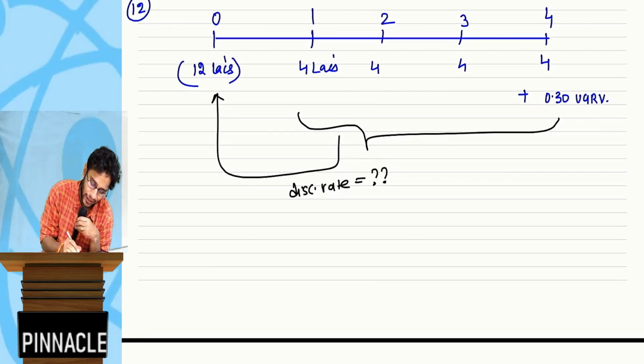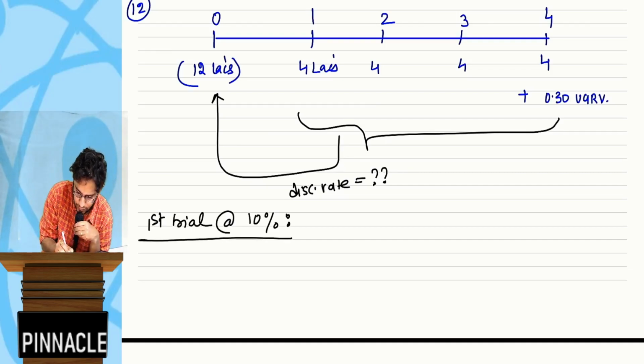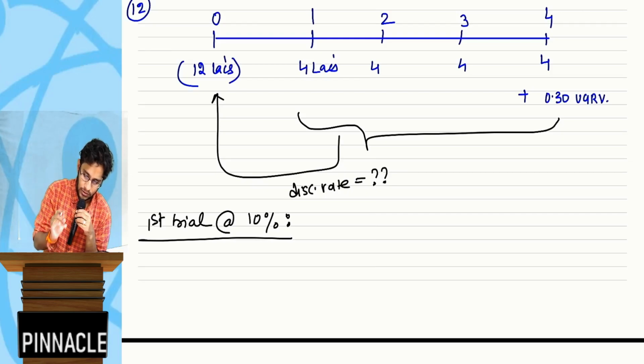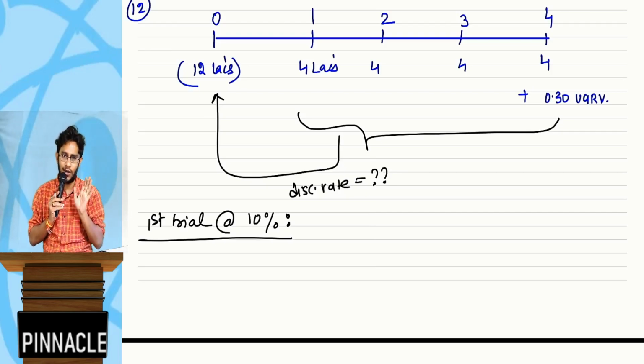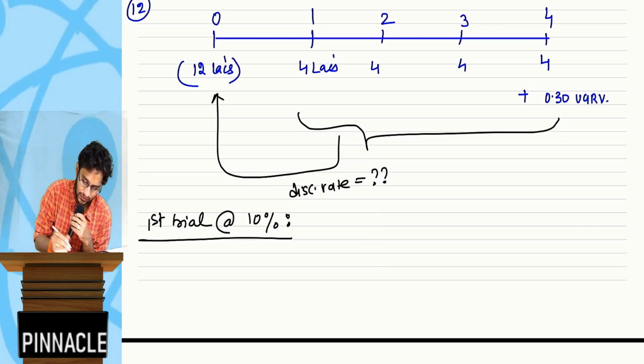Okay, right along with me. First trial at 10%. Sir, carefully understand, what is my goal? When I discount all the cash inflows, it should be equal to 12 lakhs. Do you understand, sir? This is our goal. From an FM point of view, we can say that NPV should be equal to 0. But if you don't know FM, don't worry. The present value or discounted value should be equal to 12 lakhs. That is my goal, sir. Let us try. Start, sir.